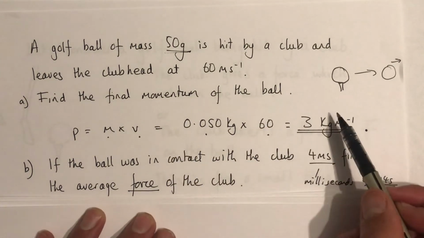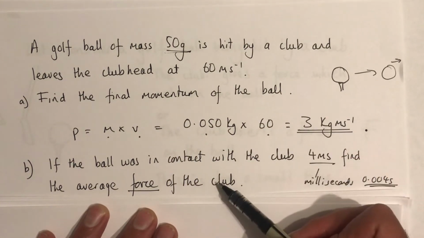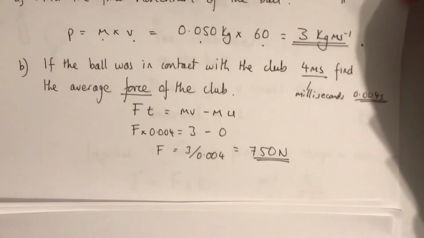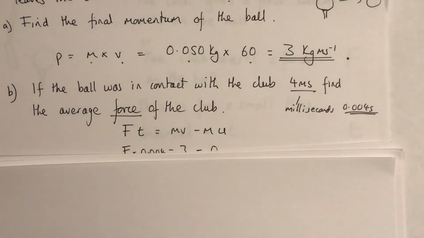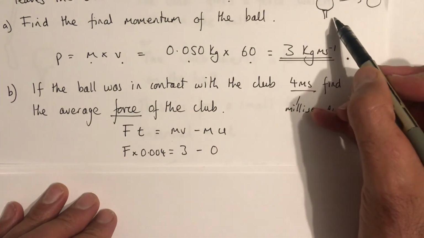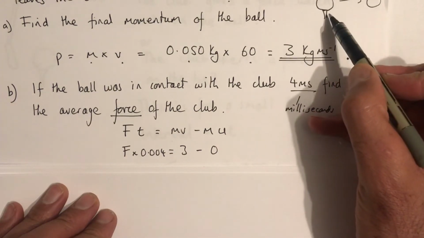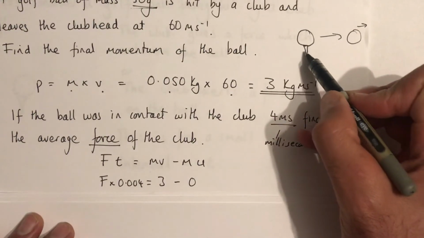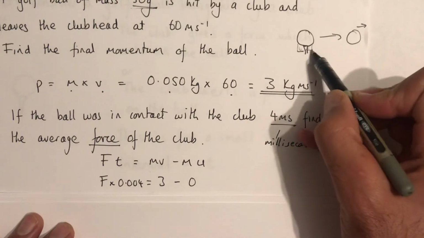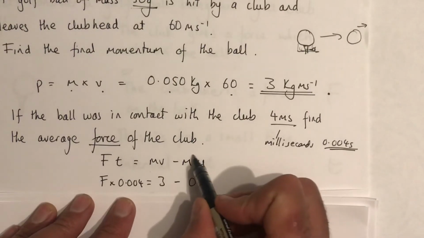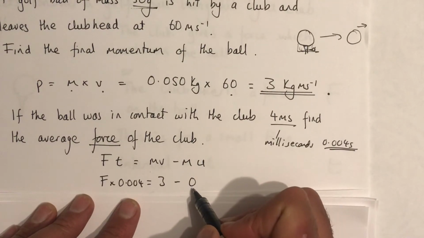Now, if you've got a change of momentum you already know and you're being asked for a force, the only equation that links these two together is our impulse equation, which says that force times time equals change in momentum. So we substitute in. This is an easy one because at the start, when the golf ball was just sat on the tee in the grass, it had no velocity and therefore no momentum. So this makes this question particularly easy compared to the bouncing on the floor.